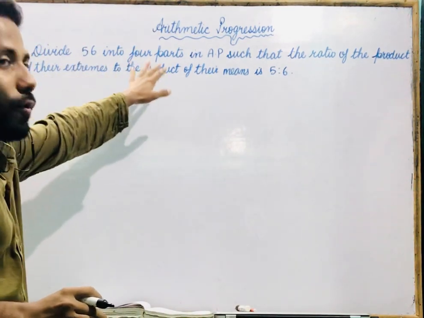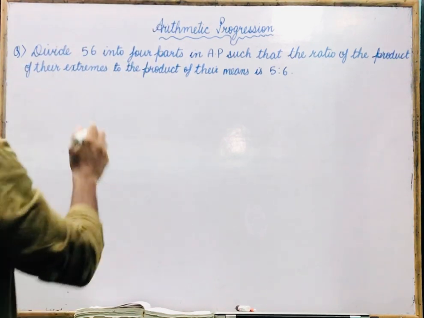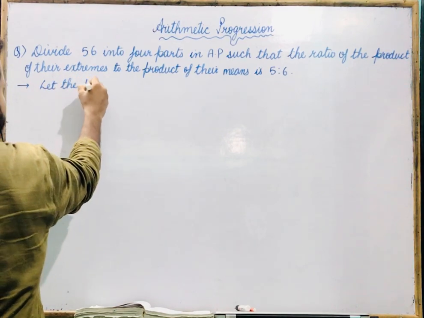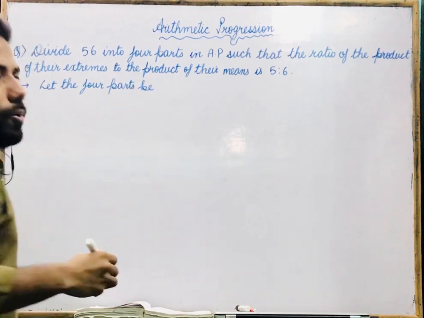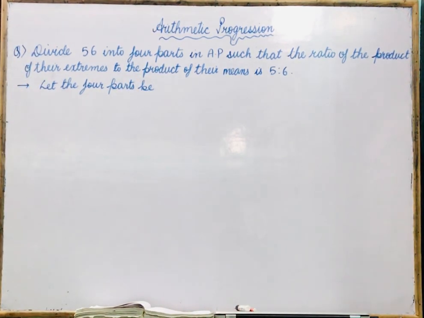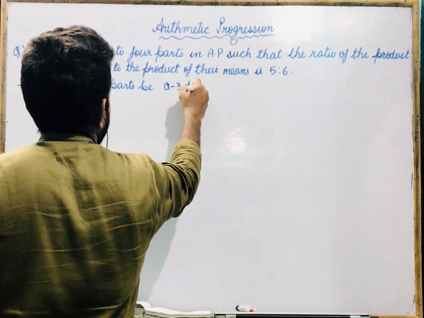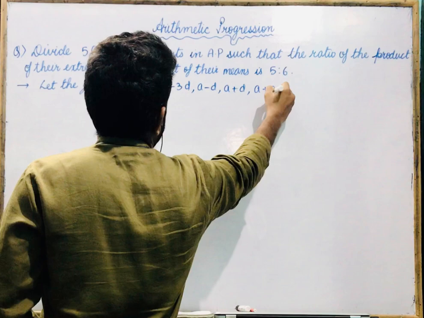Now understand. Divide 56 into 4 parts in an AP. So you have to take 4 terms in an AP, and you know how to take 4 terms in an AP. Let the 4 parts be. How do you take 4 terms in an AP? Anyone say? Correct. Let the 4 parts be A minus 3D, A minus D, A plus D, and A plus 3D.